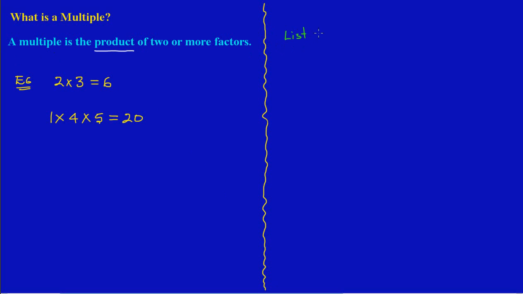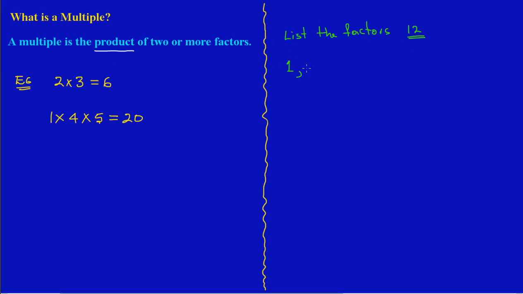Okay, list the factors of 12. And we're working with 12. Now the factors of 12, when listing factors, you would start with the number 1. Any time listing factors, we're starting with the number 1. So I'm saying 1, and then I'm checking the next number.